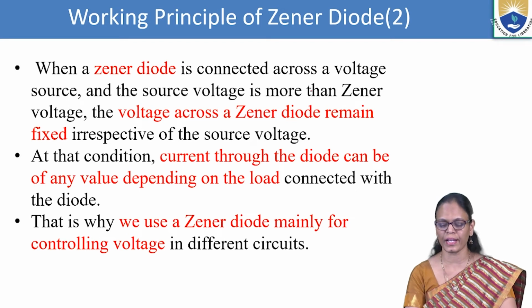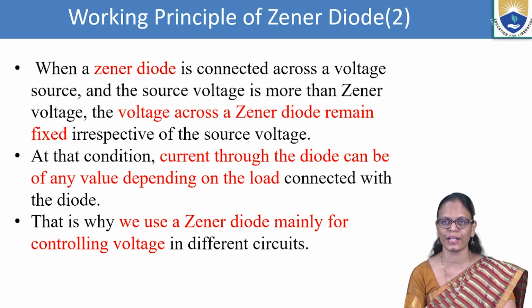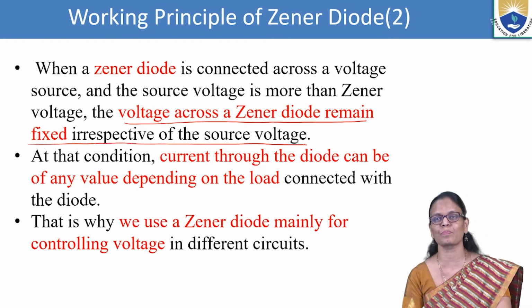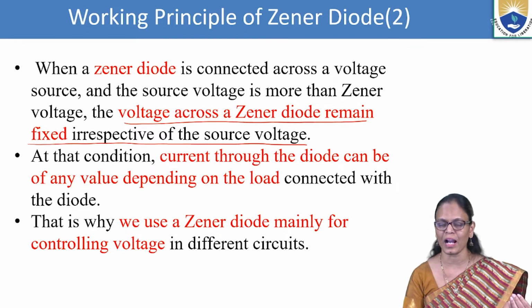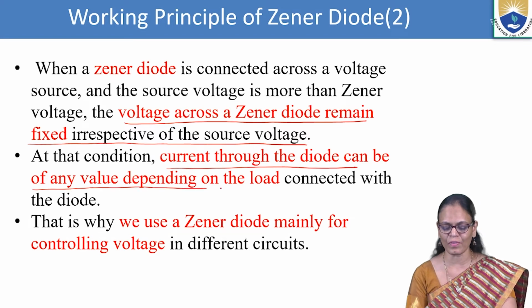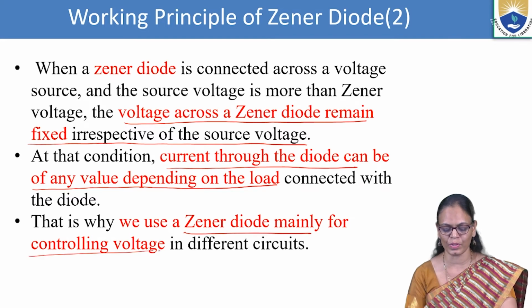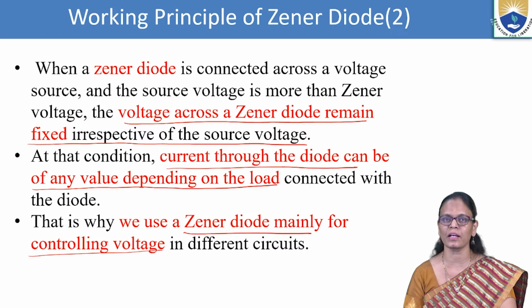So when the Zener diode is connected across a voltage source and the source voltage is more than the Zener voltage, then what happens? The voltage across the Zener diode is fixed irrespective of the source voltage, because whenever the voltage is going high, the diode starts conducting and produces a path, so the voltage across it remains constant. The current through the diode can be of any value depending upon the load. So that is why we always use a Zener diode to control the voltage. This we are also going to discuss in applications. How a Zener diode can be used as a voltage regulator, we will discuss in the applications also.